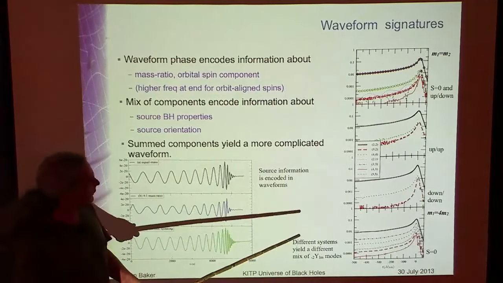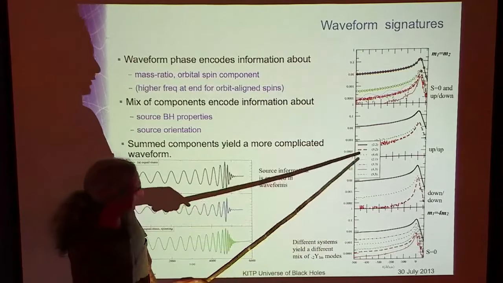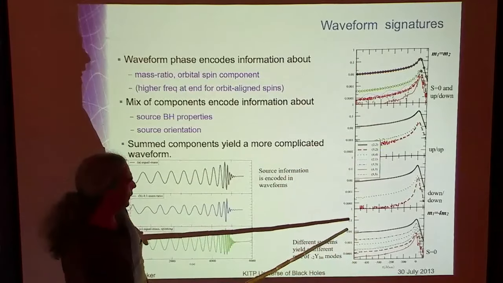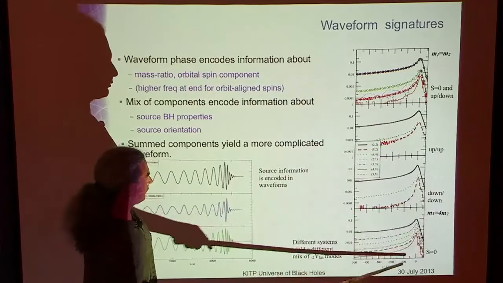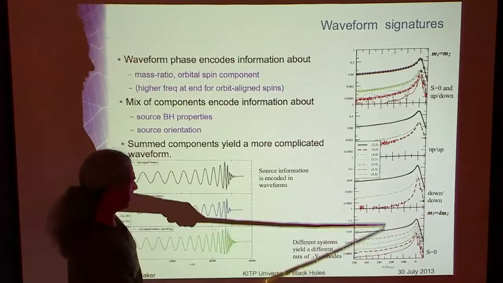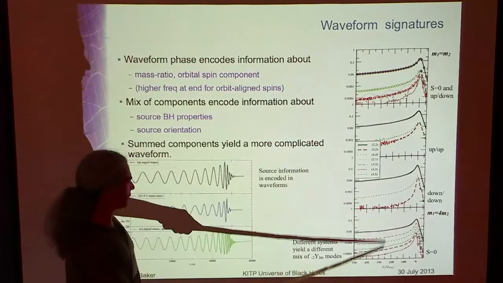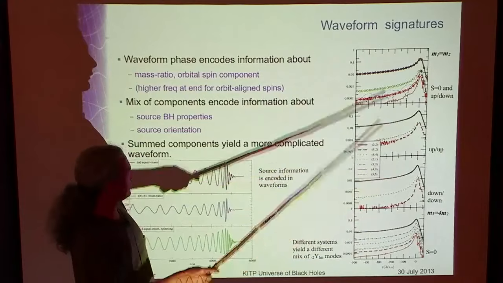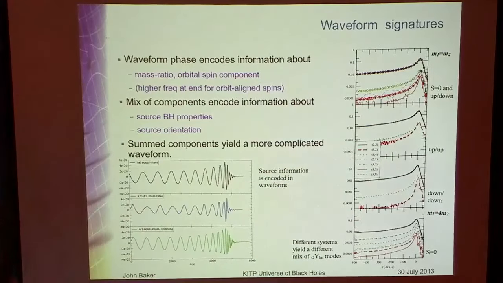These are different examples of waveforms with the different multipolar components, showing the power in the different multipolar components as a function of time. The multipoles become much more important in the merger than they are in the in-spiral. If you have unequal masses, you have a rich structure of multipoles. If you have equal masses and non-spinning, you get some situations. If you have spinning, aligned or anti-aligned, you get different kinds of combinations. So all of this information gets imprinted in the signature of the waveform.